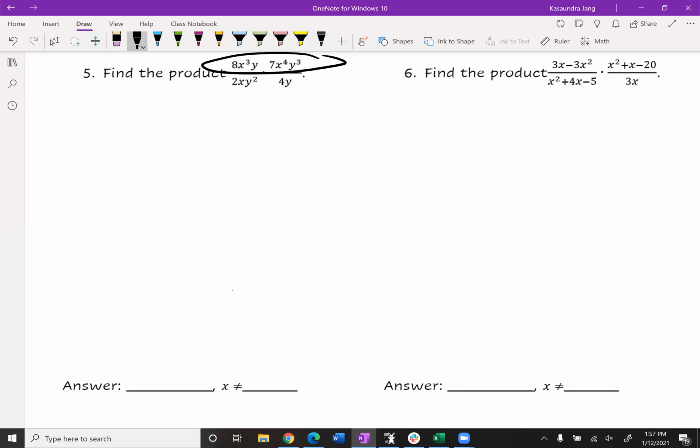Let's see here. Troy, what is your 8 times 7? 8 times 7 is 56. 56. What about your x cubed times x to the 4th? That is x to the 7th. X to the 7th. Nice. You added the exponents. You added the 3 and the 4. Good, good.